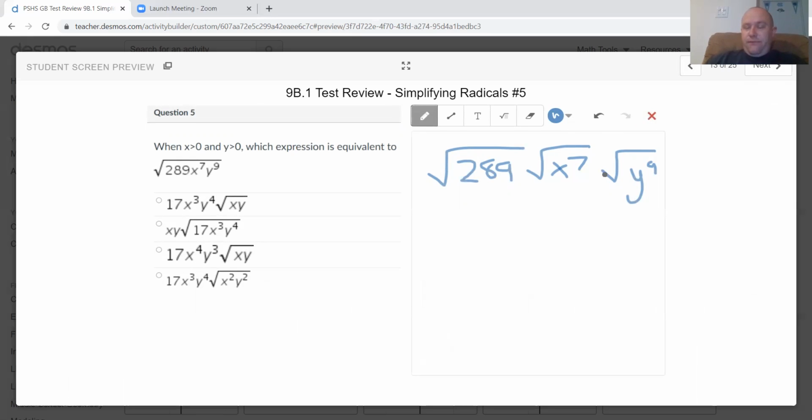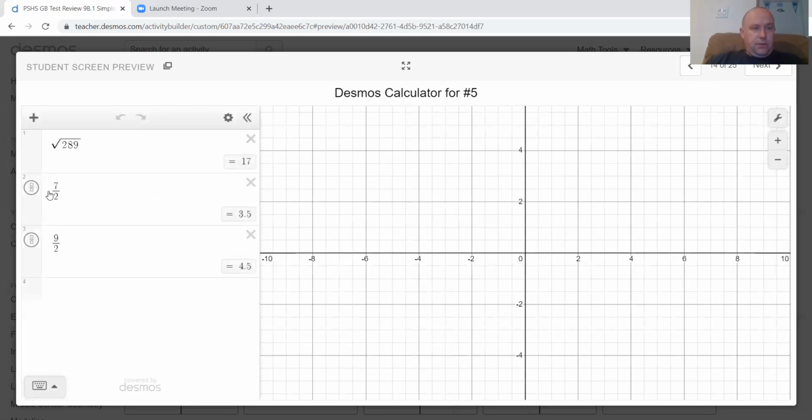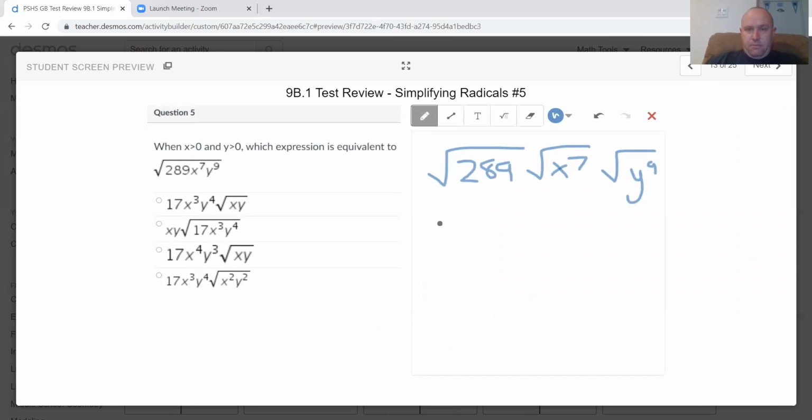For the other ones, I want to divide these by 2. So when we have a square root and we have an exponent, we divide the exponent by 2. So 7 divided by 2 is 3.5, and 9 divided by 2 is 4.5. So let me go back to this. So this is 17. When I do the square root of this, I ended up with 3.5. And for the y, I ended up with 4.5. And then how we translate that into our answer is we just take the first parts of these. So you can see that this is x cubed.